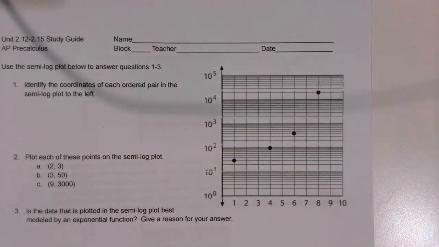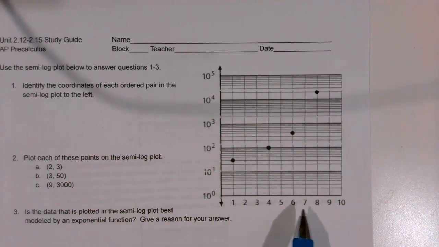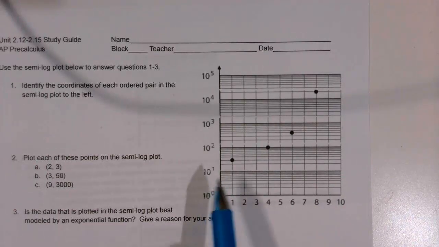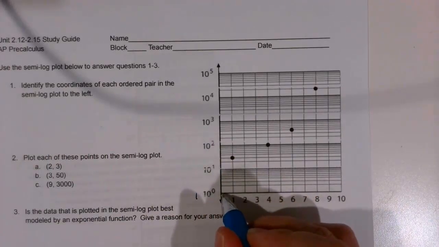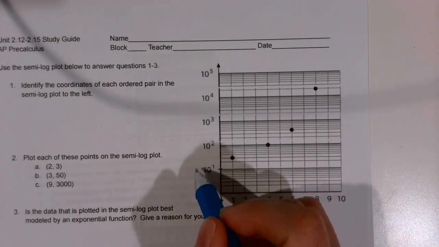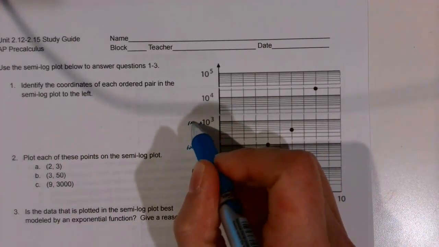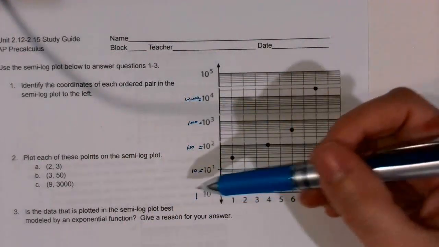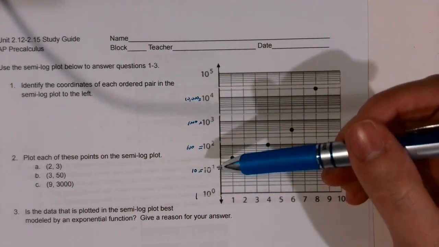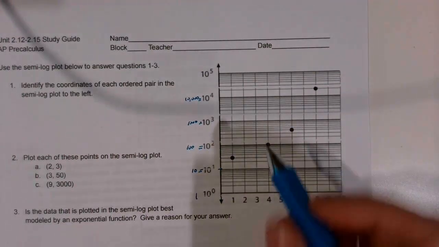Identify the coordinate of each ordered pair in the semi-log plot to the left. So this is a semi-log plot. Quick review: your x-axis is equally spaced like we've seen before. But look at your y-axis. 10 to the 0 power is 1, so this y value is 1. 10 to the first power is 10, and then 100, 1,000, 10,000 and so on. So it's multiplied by 10. They're not equally spaced like we've seen before. Instead, they're logarithmically scaled.